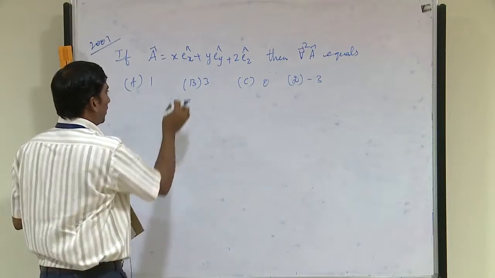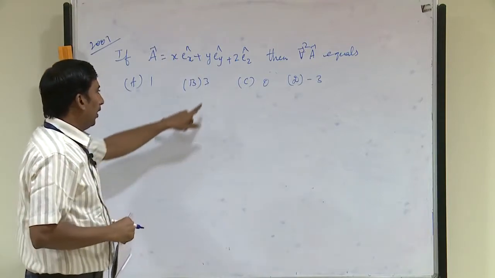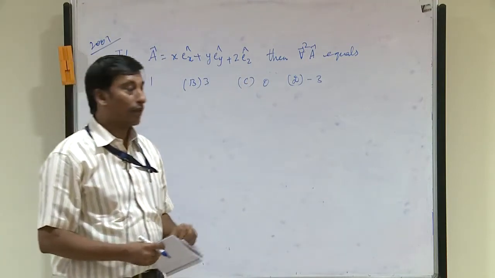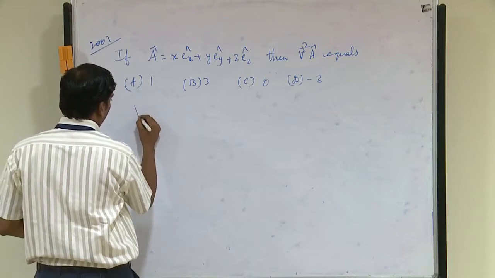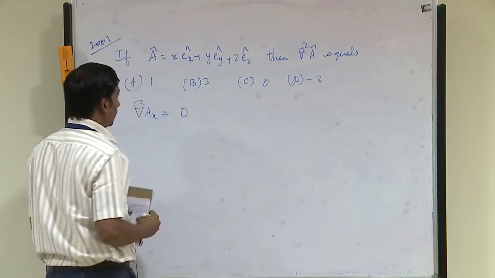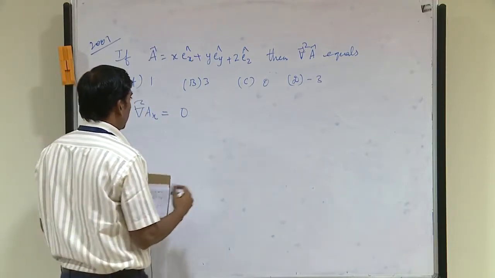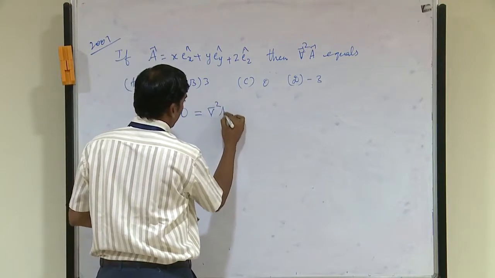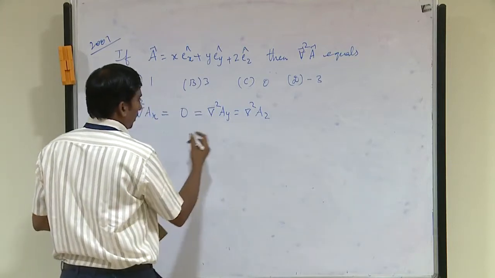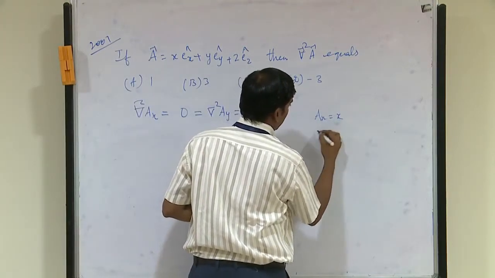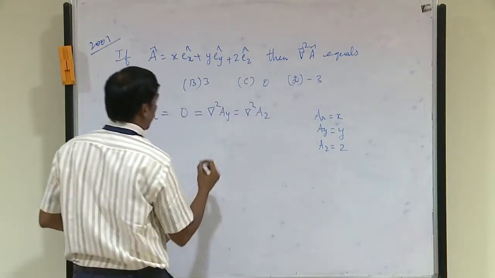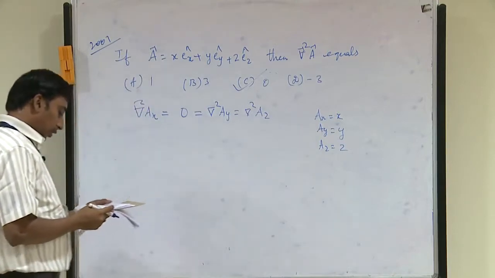So we need to find Laplacian of the x component of the given vector field, Laplacian of y component of the given vector field, plus Laplacian of z component of the given vector field. So which is uniformly del square Ax, which is 0 because it involves only function of x. Similarly, this is same for del square Ay, this is same for del square Az. So what is Ax? Ax is x, Ay is y, and Az is z. So because of that, the answer is 0.